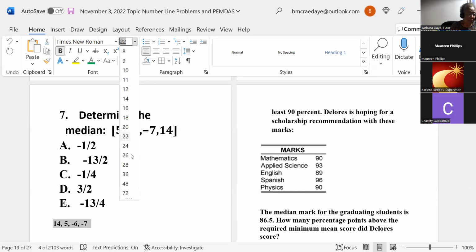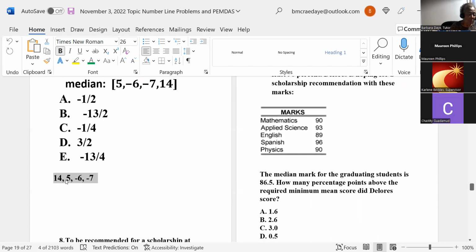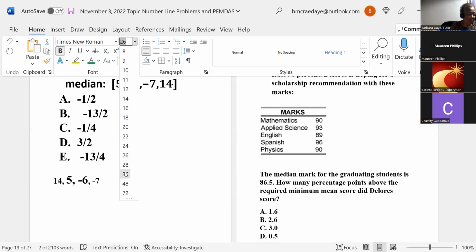Just make that bigger. 5 and minus 6. No, 5 and minus 6, sorry. Okay, got it. These are in the middle. Let me just make that bigger. Okay, now add those 2 numbers.